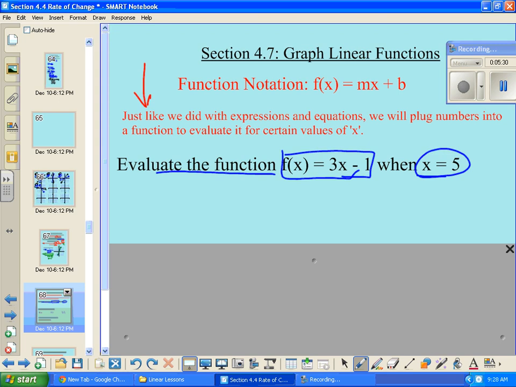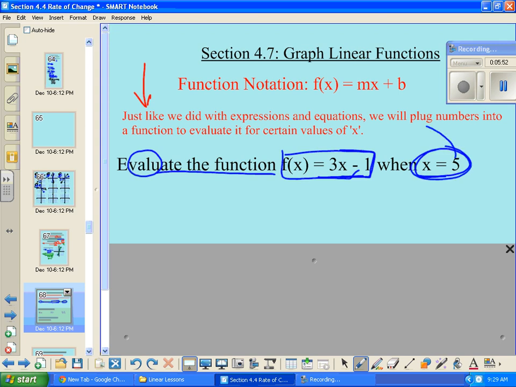So just like we've done in the past, way back in chapter 1, we dealt with expressions that did this. They're saying, well, figure out what the answer is, evaluate. Remember, evaluate has almost the word value right in the middle there. So find some kind of answer, find a value. That's what evaluate means. Find a value for this function when x is equal to 5.